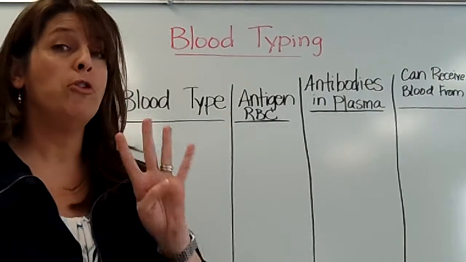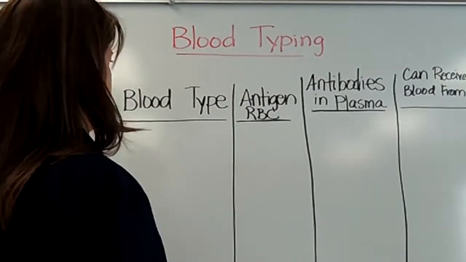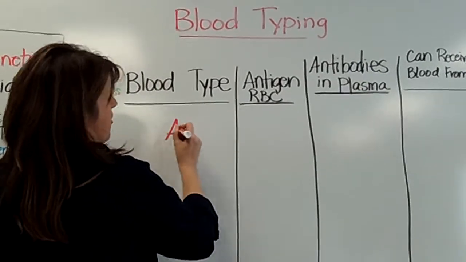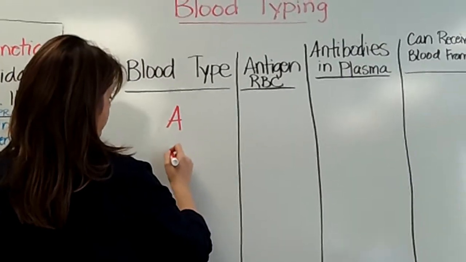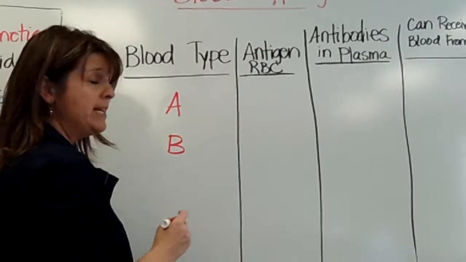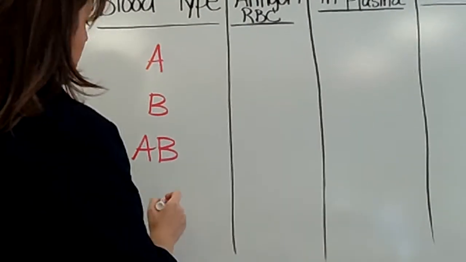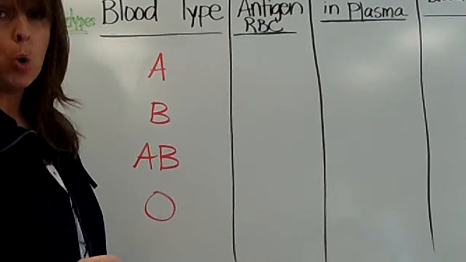So let's talk about the four main blood types that we're going to be dealing with, okay? So this is where you start filling it in. You have blood type A, there's blood type B, there's AB, and there's O.